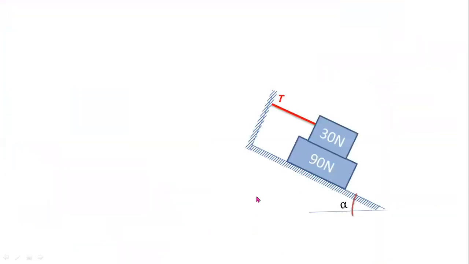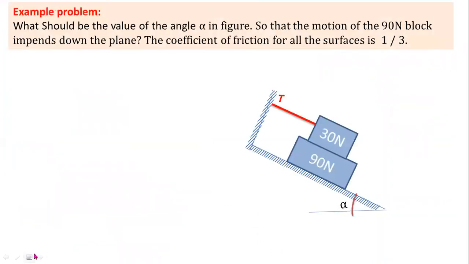Now coming to another example. What should be the value of the angle alpha in the figure so that the motion of the block of 90 newtons impends down the plane? The coefficient of friction between all the surfaces is 1/3, that is 0.33. From this given question, you have to determine the value of alpha, that is the angle of inclination of the inclined plane.